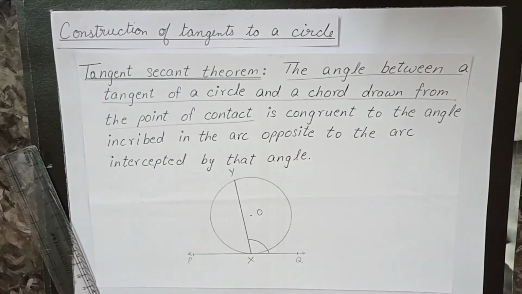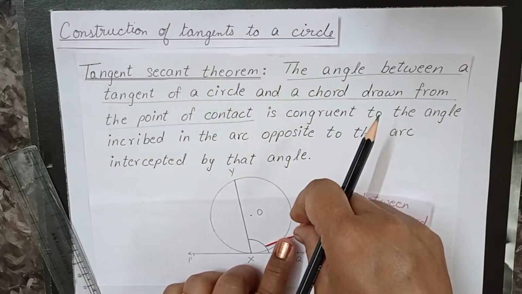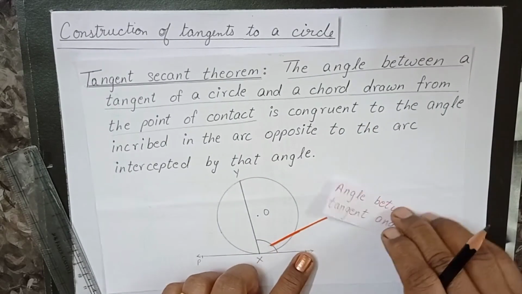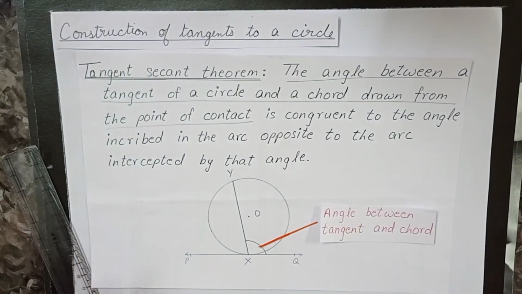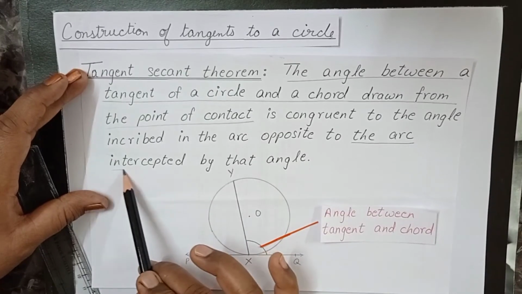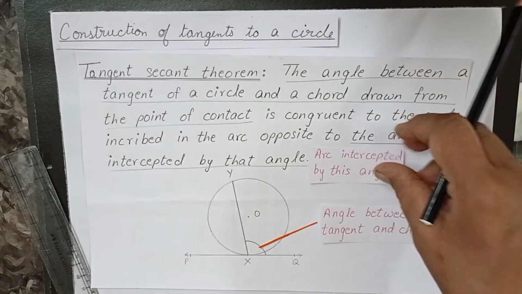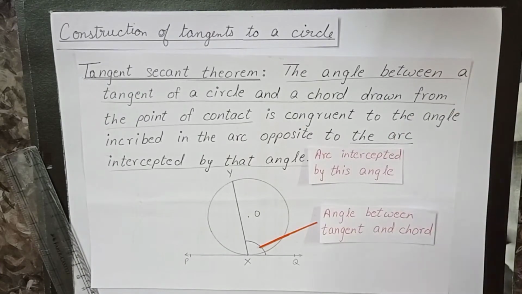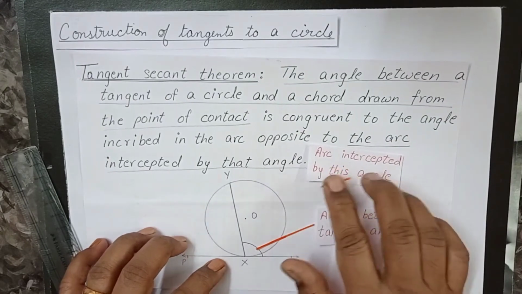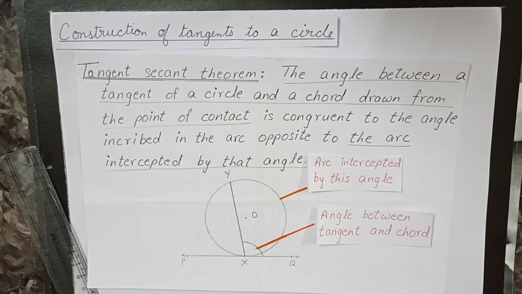Further, let us break this down. So this is the angle between the tangent and the chord. Now, let us see the arc intercepted by that angle. The arc which is intercepted by this angle will be this. This is the arc intercepted by this angle. Okay, next part is done.